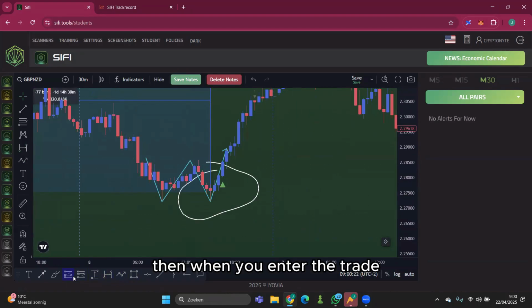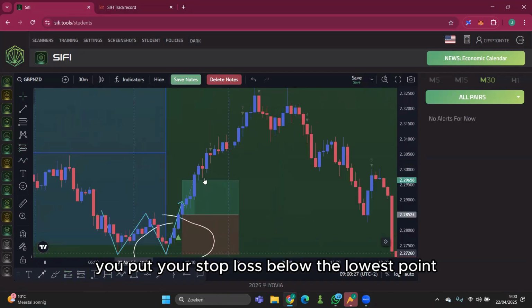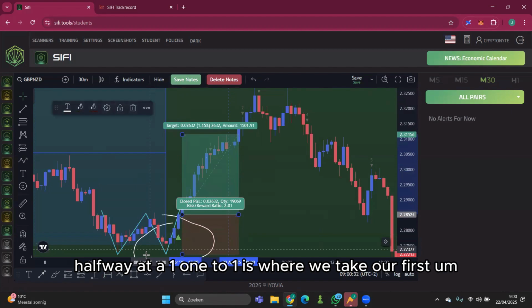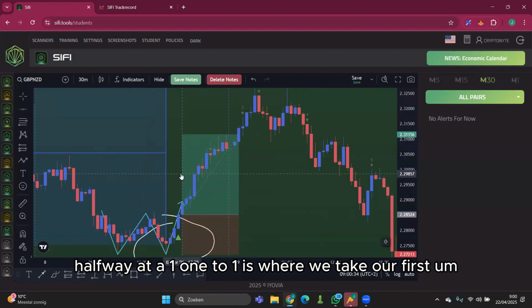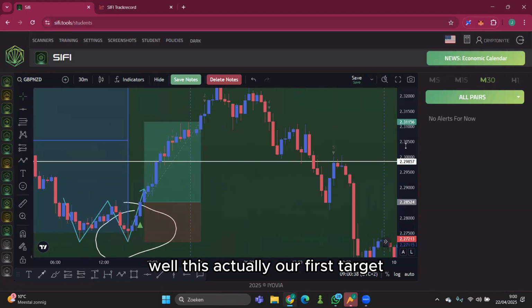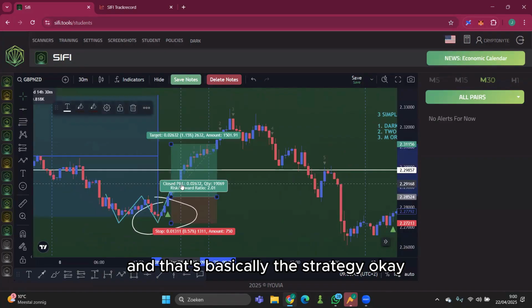Then when you enter the trade, right here you enter, you put your stop loss below the lowest point, and then we trade a 1 to 2. Halfway at a 1 to 1 is where we take our first target. That's where we will go break even. And that's basically the strategy.